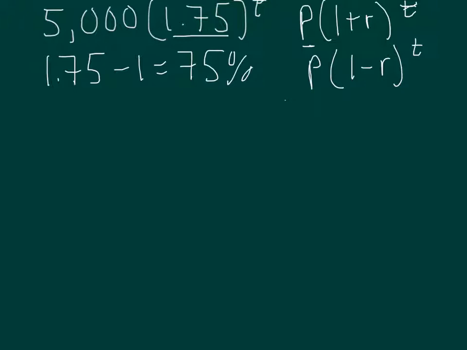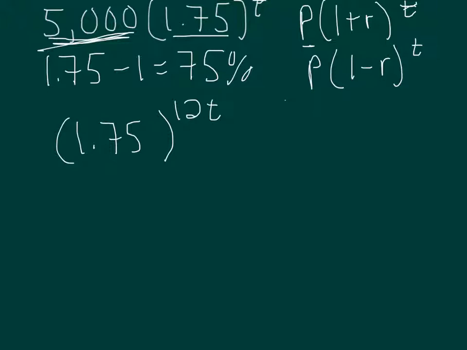Now you can ignore this part out here, because that's just the initial value. We're more interested in what's in the parentheses. So we're going to take 1.75. I'll leave a little space. Now, we don't want t to be years, we want it to be months. So we're going to change it to 12t, because there's 12 months in a year.